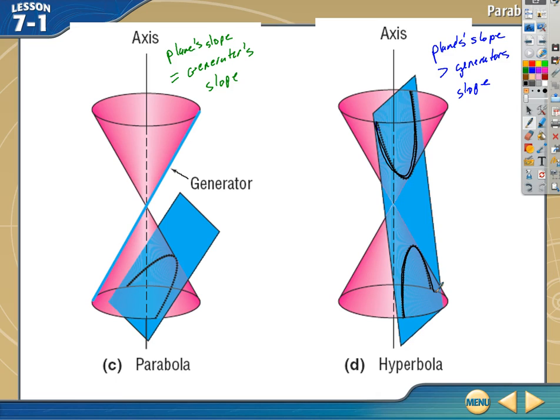So if they say, if I got a double-napped cone and my plane slope that's cutting my double-napped cone is equal to the generator slope, they'll say, well, what shape is made? Parabola. That's the way that you're going to need to know this. Okay? So moving on, we're going to talk specifically about parabolas.